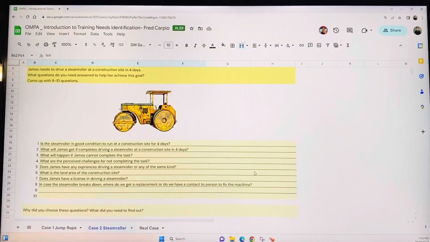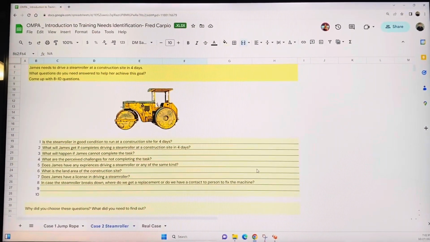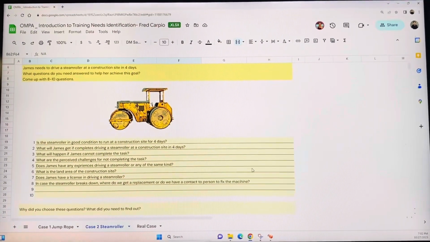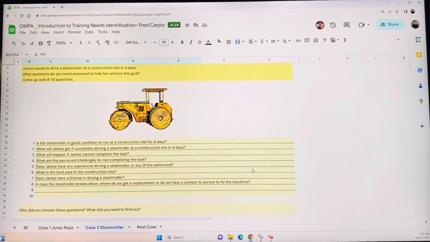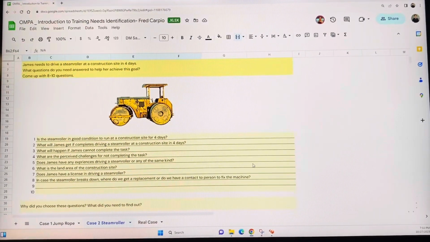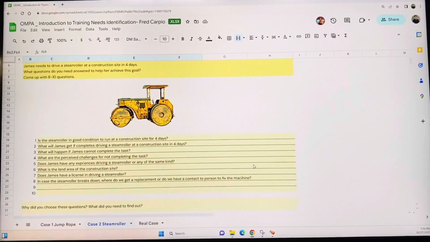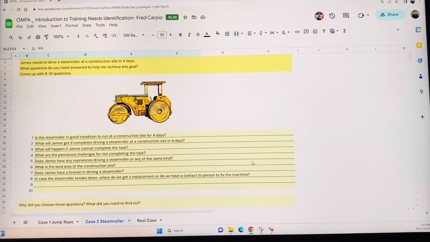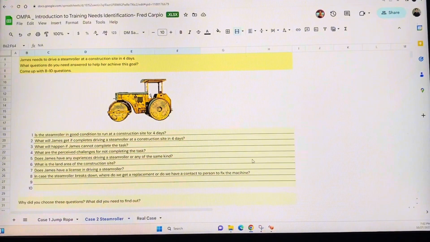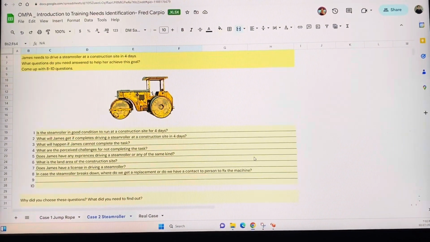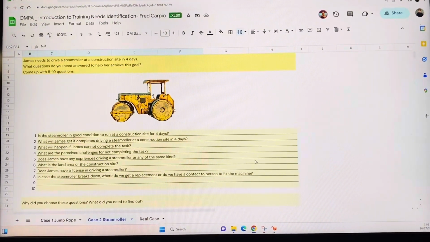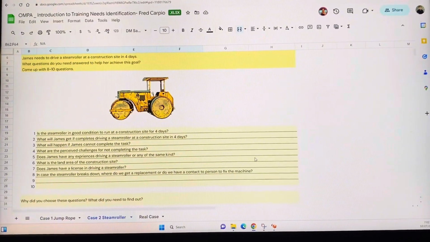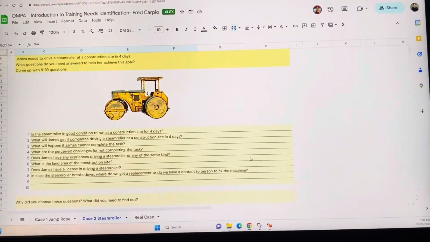Number 4 question is, what are the perceived challenges for not completing the task? Number 5 question is, does James have any experience driving a steamroller or any of the same kind? Number 6, what is the land area of the construction site? Number 7, does James have a license in driving a steamroller? And lastly, in case the steamroller breaks down, where do we get a replacement, or do we have a contact person to fix the machine?